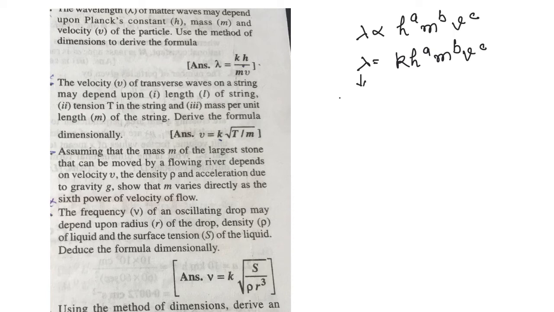Class, what is lambda? Wavelength. So it will be L. Class, K, what is the H dimensional formula? M L. Class, what was the formula? M L2, that is A, mass is M, b, and what is velocity?